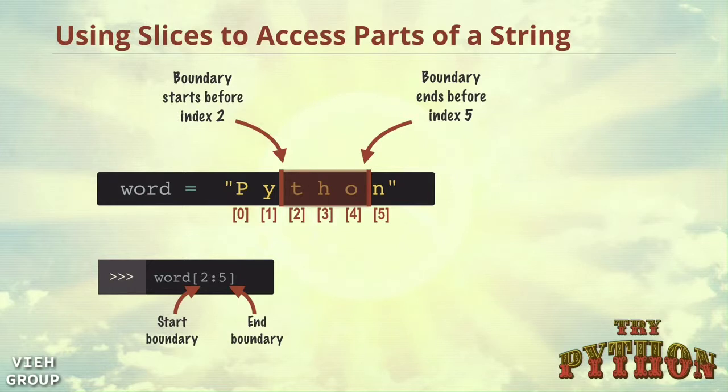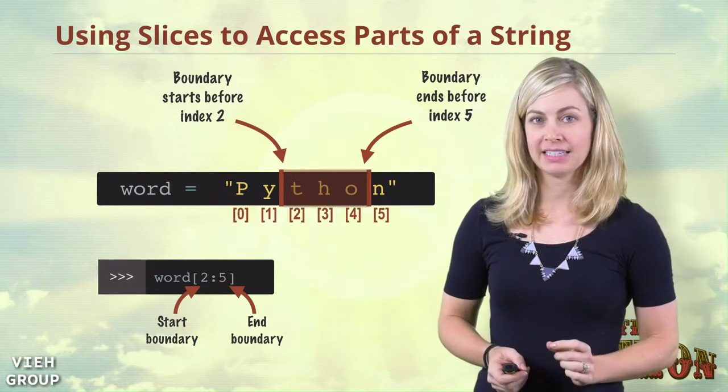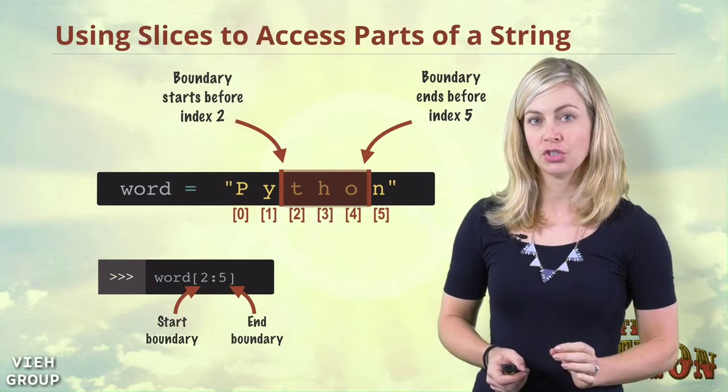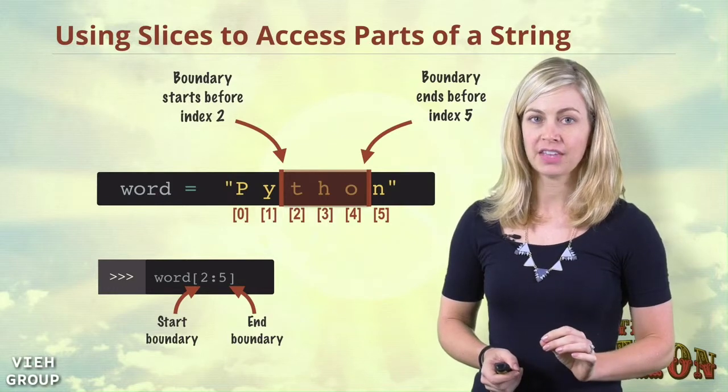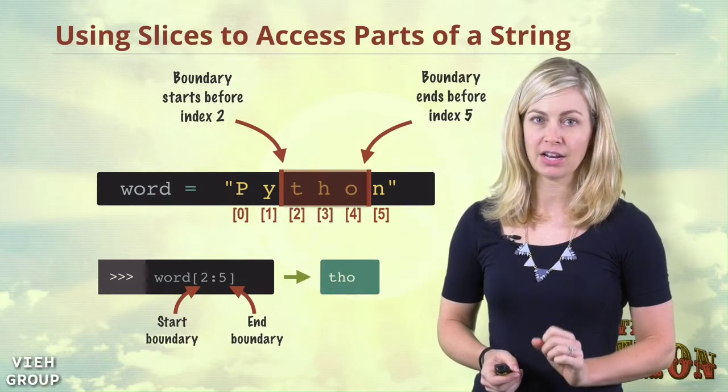Notice the boundary is actually between indexes. The first boundary goes between the indexes 1 and 2, and the last boundary goes between 4 and 5. That means the characters at indexes 2, 3, and 4 are returned by the slice, and here that's the letters T, H, and O.